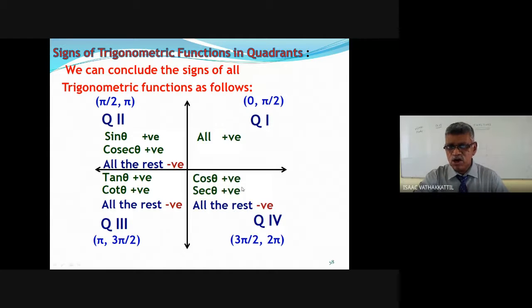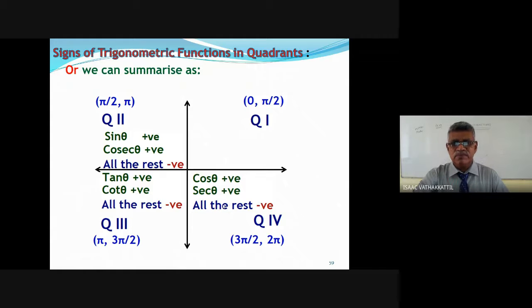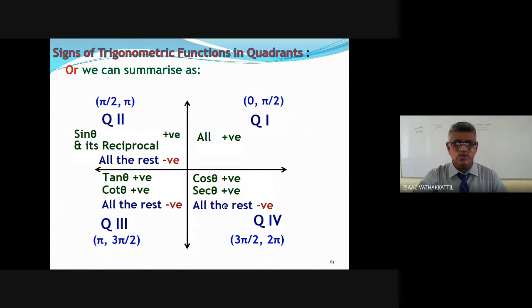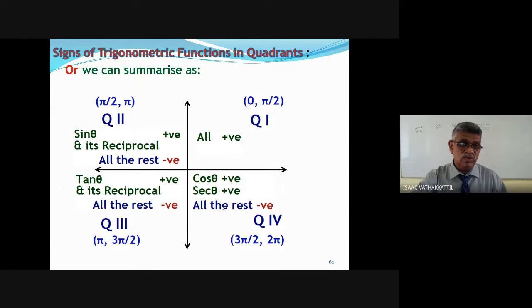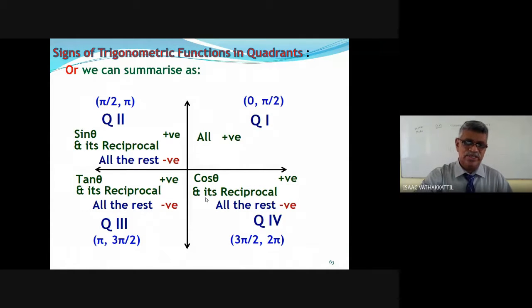And in the fourth quadrant, cos theta is positive, sec theta is positive, and all the rest are negative. That means tan theta, cot theta, cosec theta, and sine theta are negative. Well, we can summarize: in the first quadrant all positive; second quadrant sine theta and its reciprocal positive, all the rest negative; third quadrant tan and its reciprocal positive, all the rest negative; and fourth, cos theta and its reciprocal positive, all the rest negative.